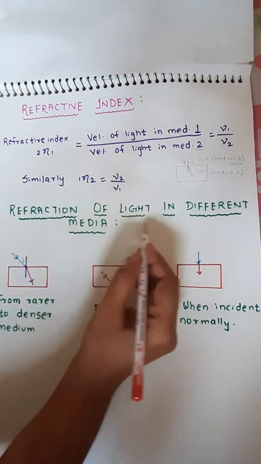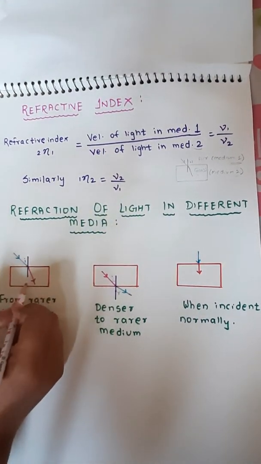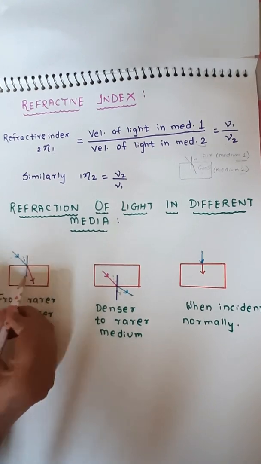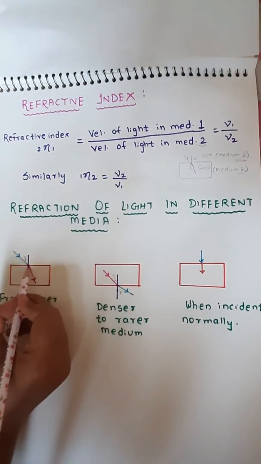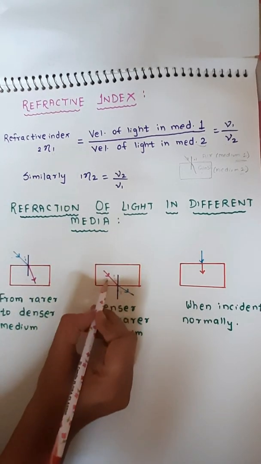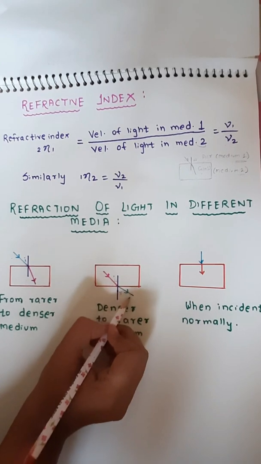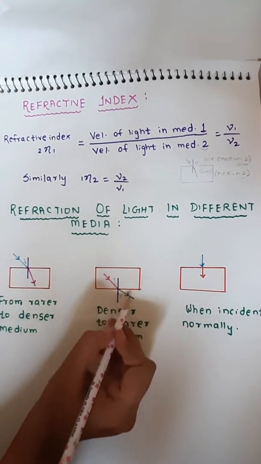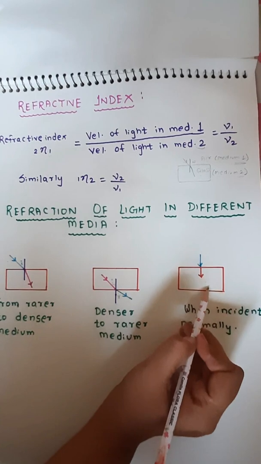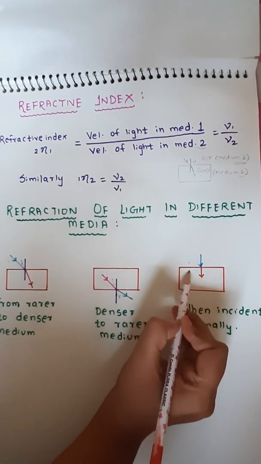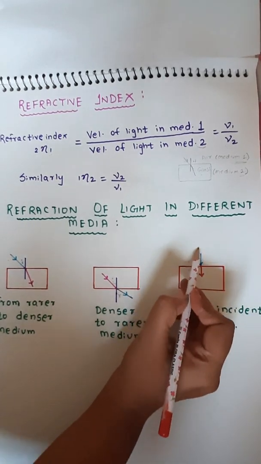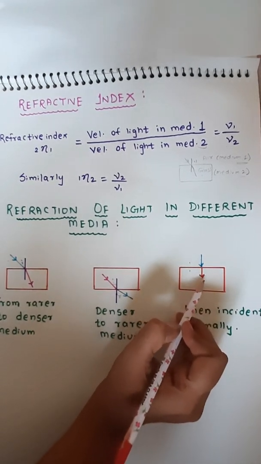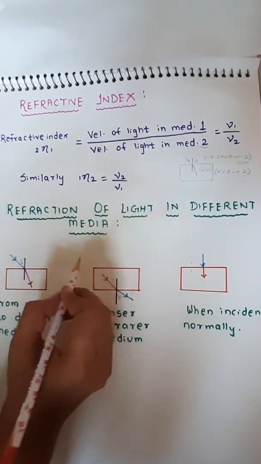Now, refraction of light in different media. Look at this diagram. You can clearly see that when a ray of light passes from a rarer medium to a denser medium, it bends towards the normal. When the ray of light travels from a denser medium to a rarer medium, it travels away from the normal. Next, when a ray of light is incident normally at the boundary between the two media, medium 1 and medium 2, it does not change its direction and hence it does not get refracted.